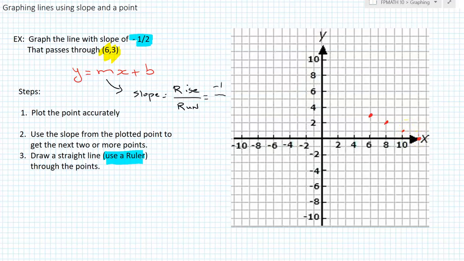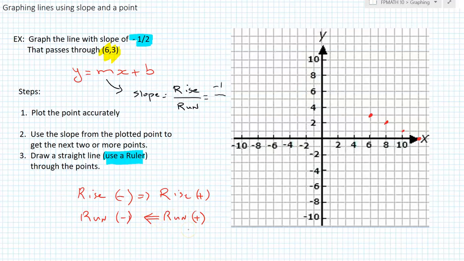Now if you do it the other way, where you do the rise but then the run has to go to the other side, so instead of the rise being negative, keep the rise positive, but then the run has to be negative, instead of being positive.